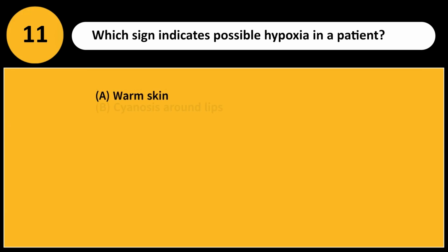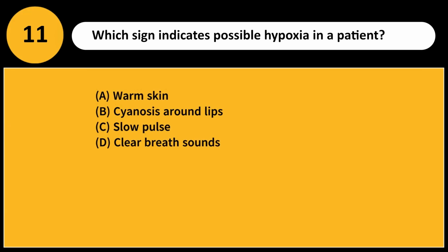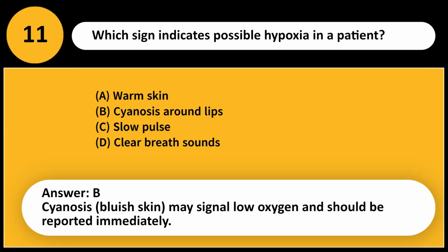Which sign indicates possible hypoxia in a patient? A. Warm skin. B. Cyanosis around lips. C. Slow pulse. D. Clear breath sounds. Answer B. Cyanosis, bluish skin, may signal low oxygen and should be reported immediately.